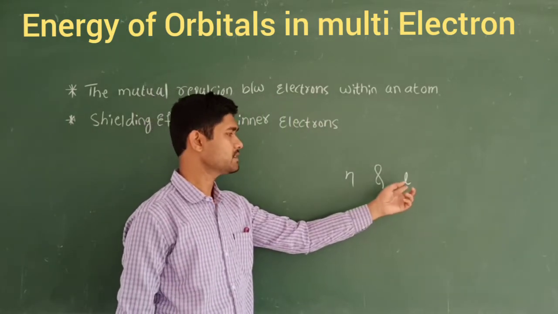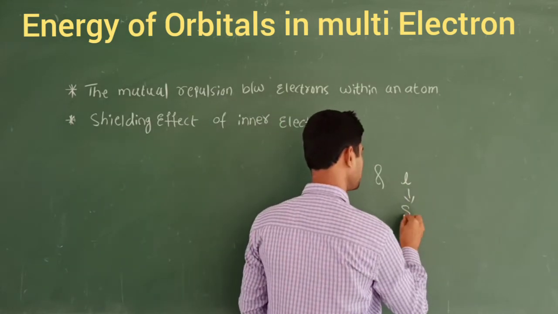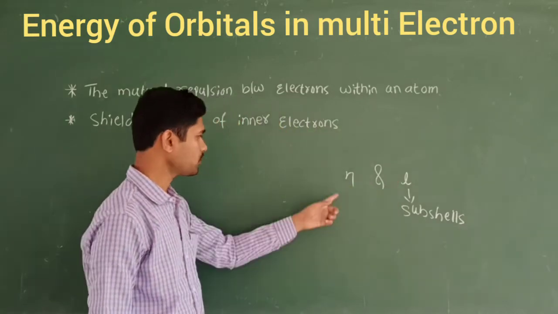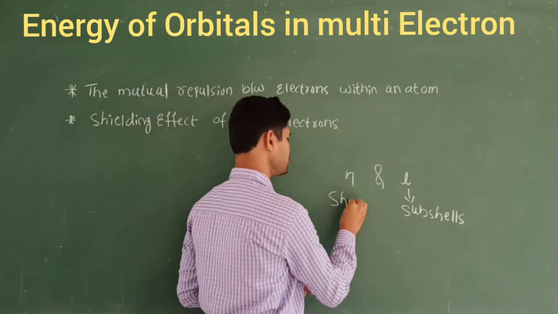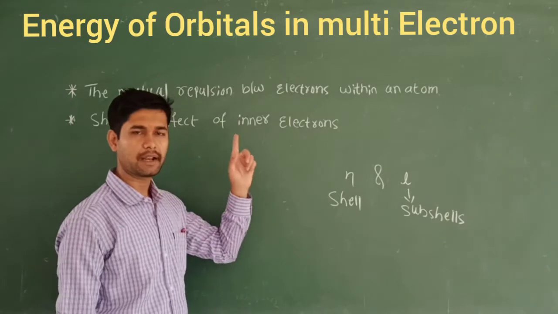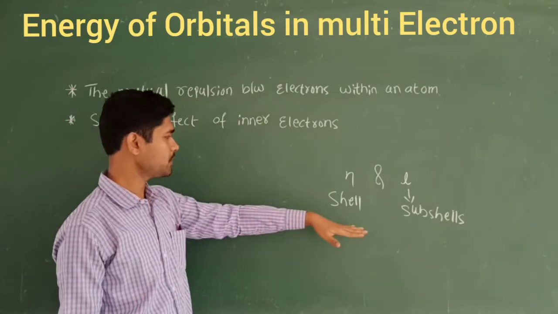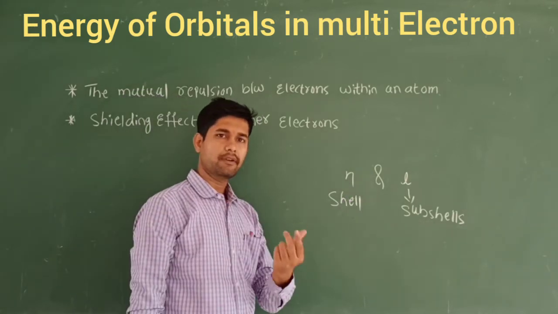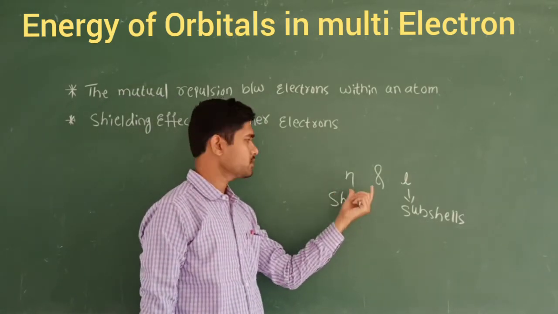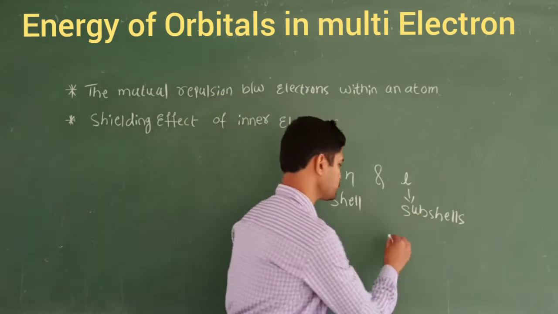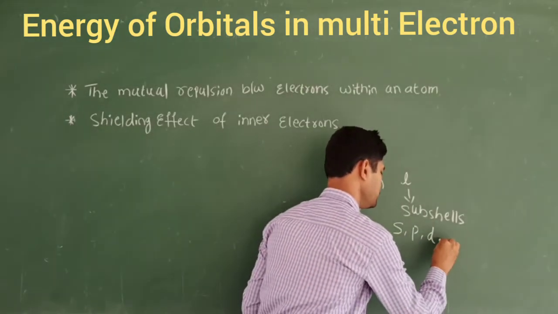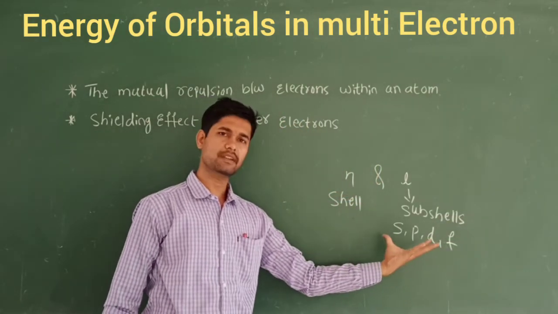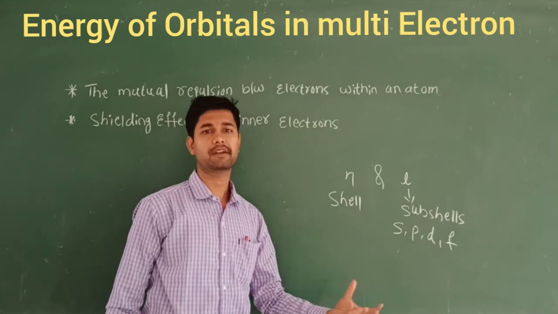This l indicates the subshells, and n indicates the main shell. So in a multi-electron system, the energy of the orbitals depends upon the principal quantum number as well as the azimuthal quantum number. For a given principal quantum number, the subshells are s, p, d, f. These are called different orbitals, and when they are different orbitals, they must have different energies.